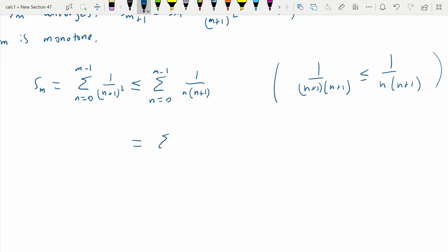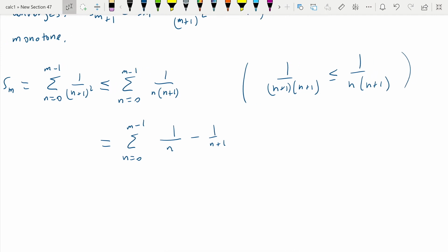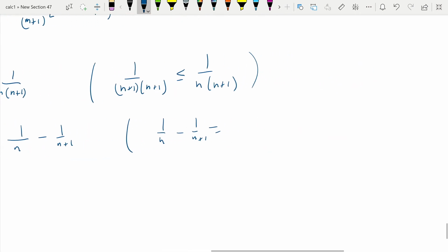This is equal to the sum from m minus 1 of 1 over n minus 1 over n plus 1, and where does that come from? Well, just do the math. So 1 over n minus 1 over n plus 1 is equal to, when you cross multiply, (n plus 1 minus n) divided by n times (n plus 1). And this gives you 1 over n times (n plus 1).